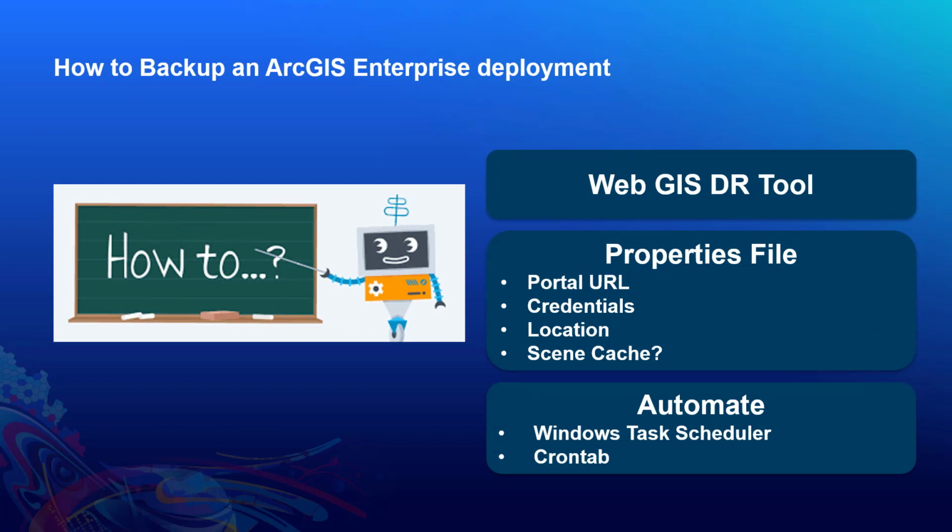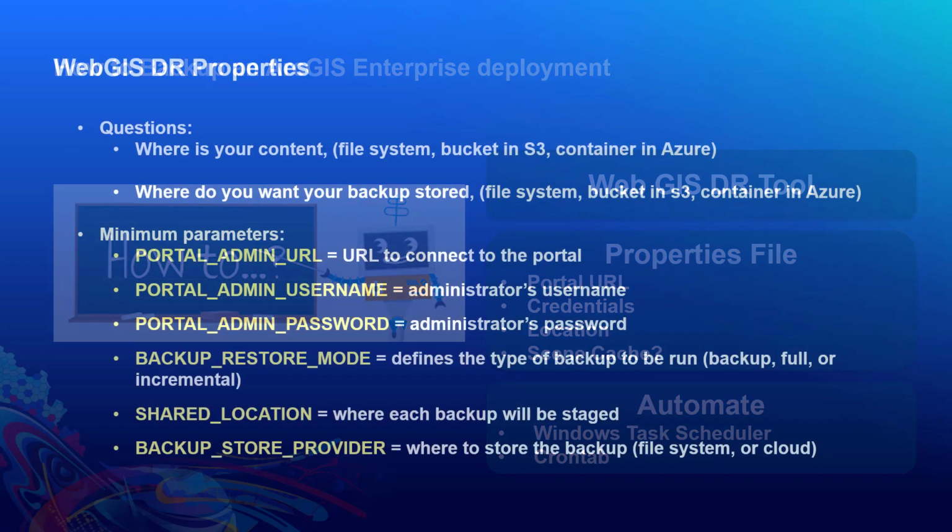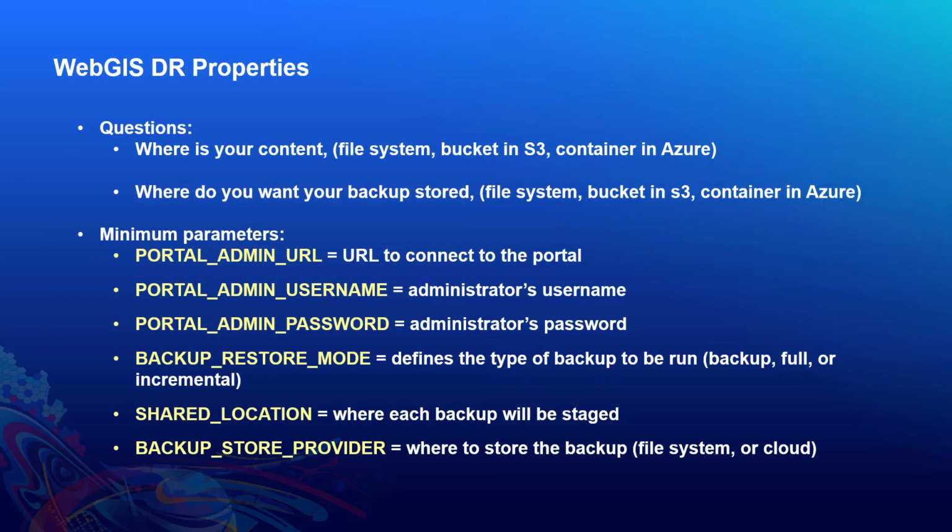When you're ready to create a backup of an ArcGIS Enterprise deployment, what are the steps that you need to go through? Well, first, you have to populate the properties file. Provide what portal URL that you want to back up, credentials, where you want to store the backup, whether you want to include the scene tiles, and ideally you would automate it. So you would create a Windows task within the task scheduler, or use a cron job to automatically create backups for you at a set interval. A properties file included with the install of portal will determine how the DR tool will interact with the deployment.